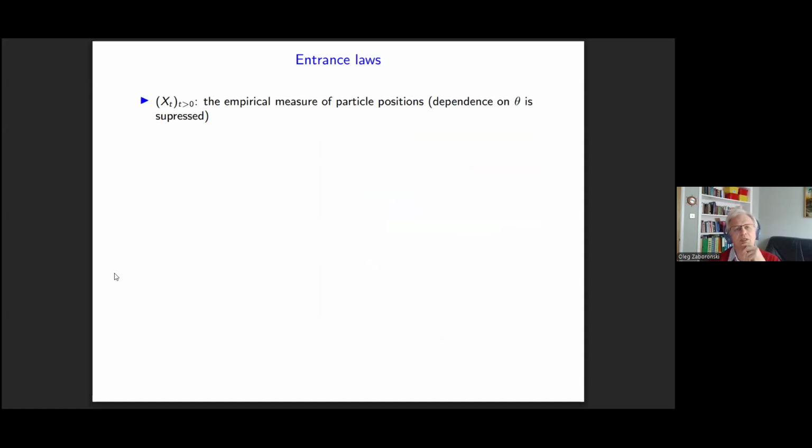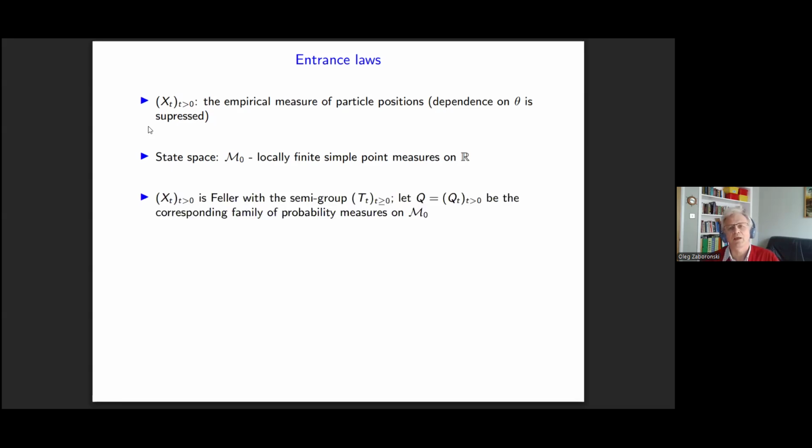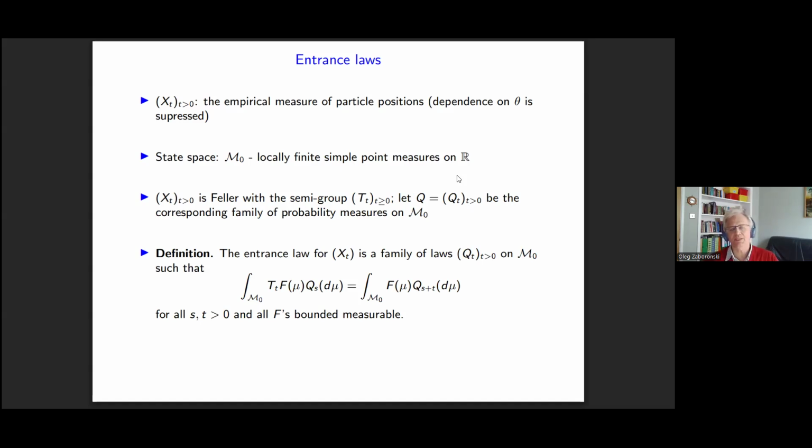Let me think of my process in terms of particle positions. X_t will be the corresponding random variable with values in locally finite simple counting measures on R. So it takes values in, and I will refer to this space as M naught. This process is known to be Feller. I will denote by T the corresponding semigroup. And the family of laws, which are the probability measures on M naught, will be denoted by Q, and individual members of this family by Q_t. Okay, so I hope these notations are reasonably standard.